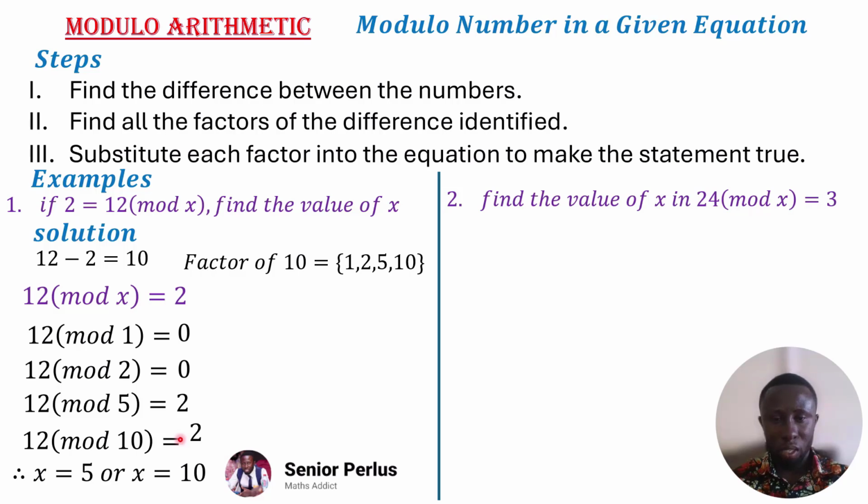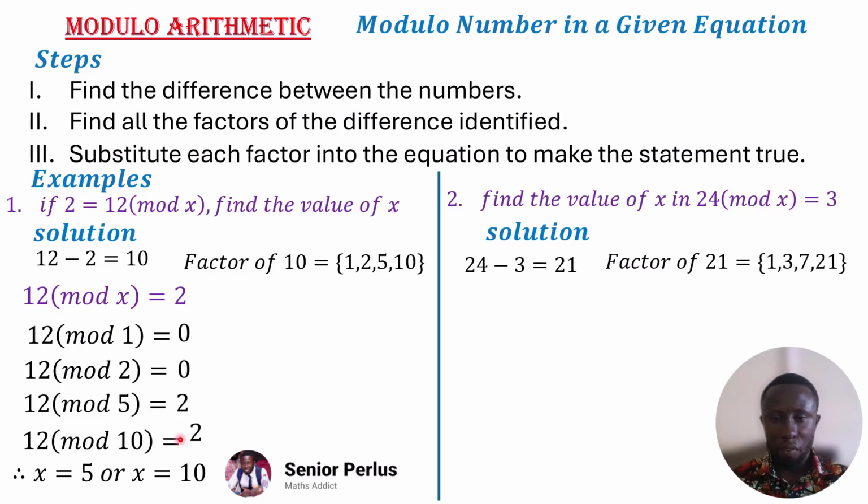With the same approach, find the value of S in 12 mod S is 3. So you have to find the difference between the two. The difference here is 21. Then you find the factors of 21: 1, 3, 7, 21. These are the factors, and we all know how to find the factors.